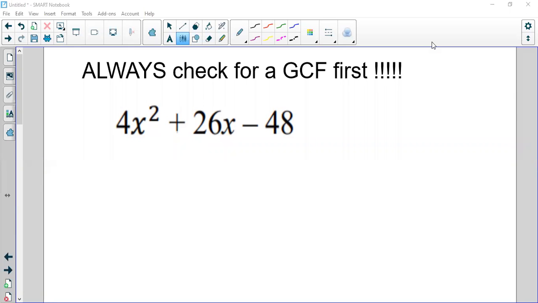Okay, now that you've gotten good at factoring trinomials that have an a coefficient greater than 1, let's take the next step. The next step is anytime you factor any polynomial, the most basic and very first thing you should look for is a GCF. Always look for a GCF first.